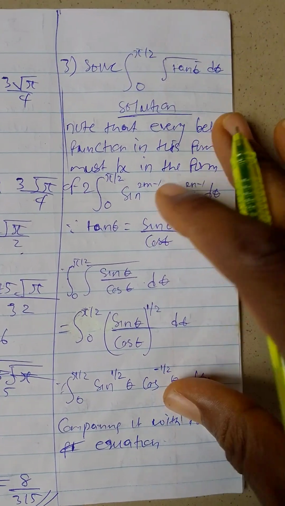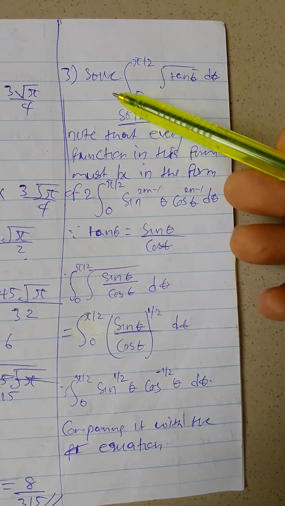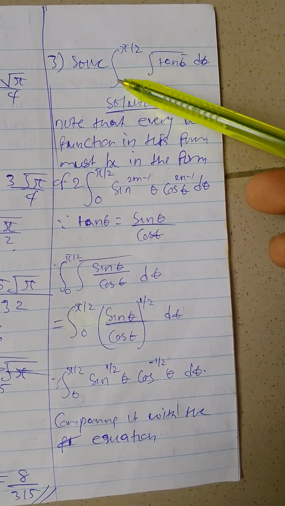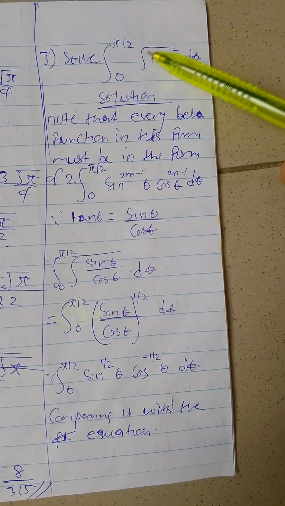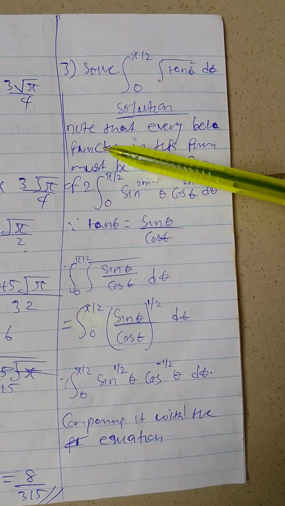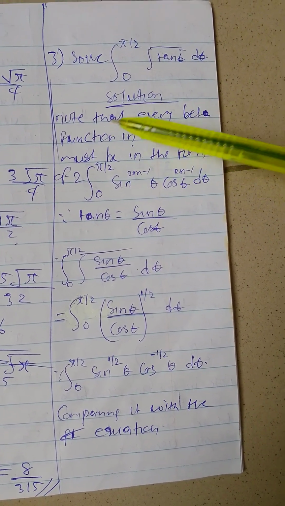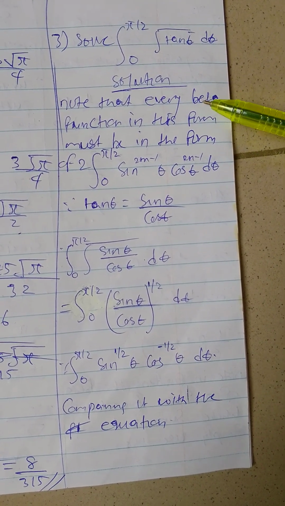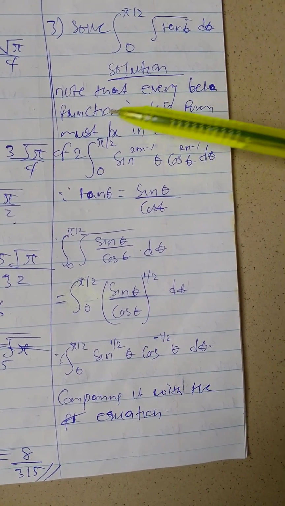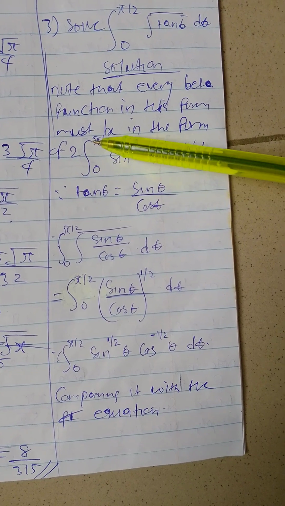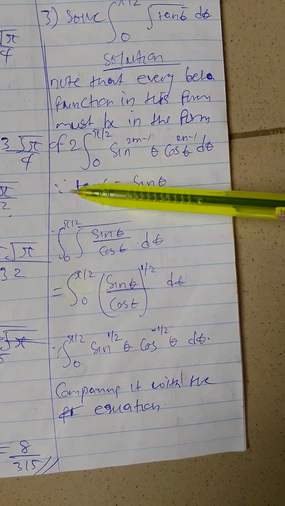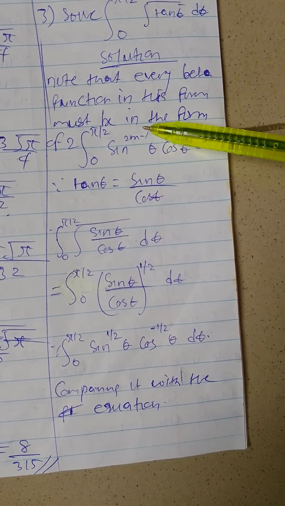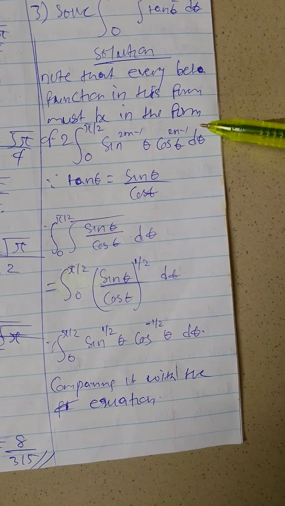Number 3 question says that we should solve gamma, integral from 0 to pi over 2 of square root of tan theta d theta. Now solution. Know that every beta function in this form must be in the form of 2 integral from 0 to pi over 2 sine 2m minus 1 theta cos 2n minus 1 theta d theta.